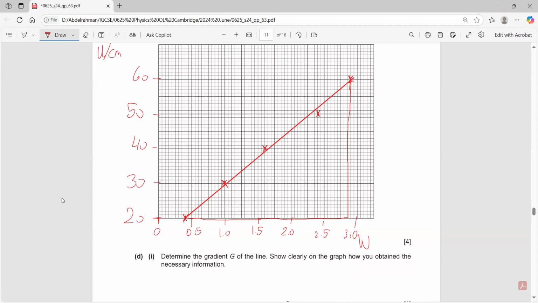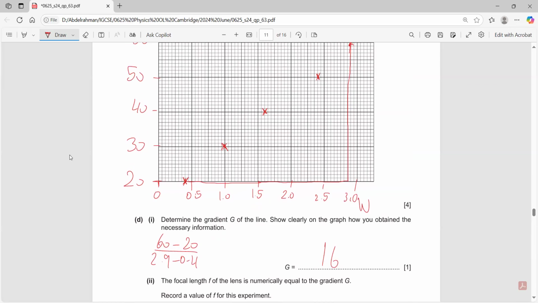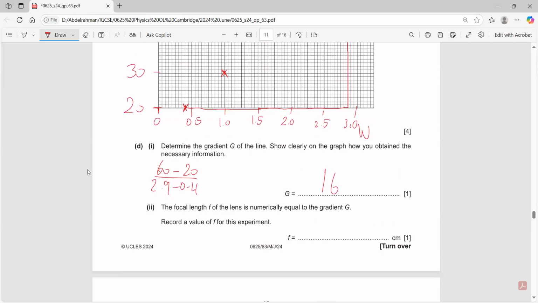If we take the values 60 minus 20 over 2.9 minus 0.4, that gives a gradient of 16. Again, the gradient could be more than 16 or less than 16. I guess I have up to 17, for example, and down to 15. The focal length is numerically equal to the gradient, so the focal length is also 16.